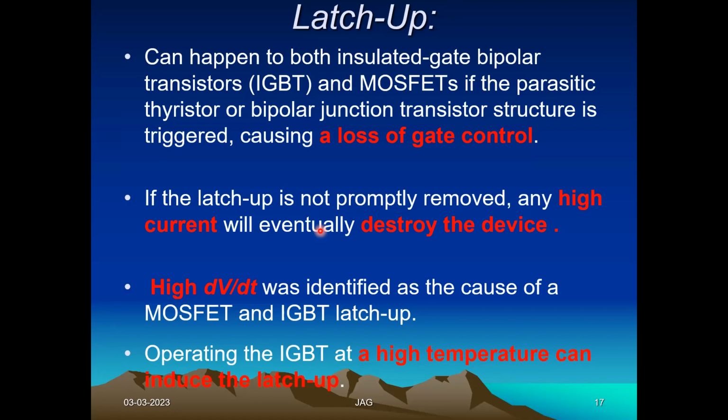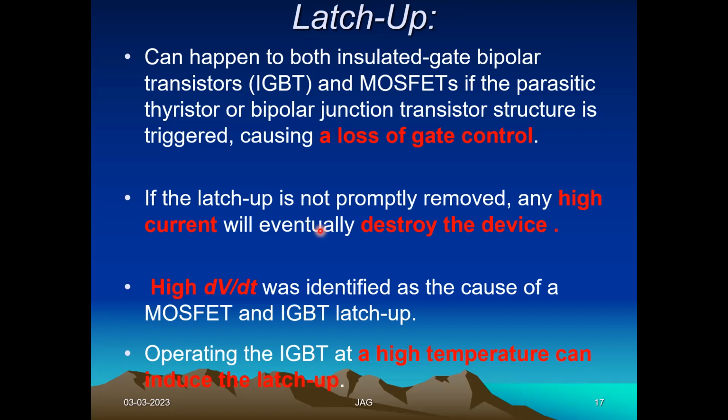Usually the SCR will be turned on by applying a gate voltage. Even if you remove the gate voltage, when the anode current is more than the latching current, the device will not turn off. It will continue to conduct. In other words, the gate will lose control when the latching current is exceeded. That is one of the triggering methods in the SCR.